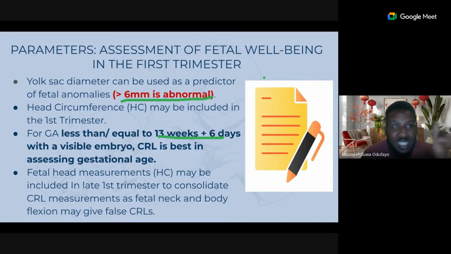If the baby is not properly positioned, it might be very difficult to measure at that period in time. But nevertheless, between 13 weeks and 6 days and less, still is the best. Fetal head measurements may be included in the late first trimester to consolidate CRL measurements, if the fetal neck and body flexion makes the CRL false. Like I told you before, sometimes if the baby flexes their neck too much like this, the CRL might not give you the best measurement.